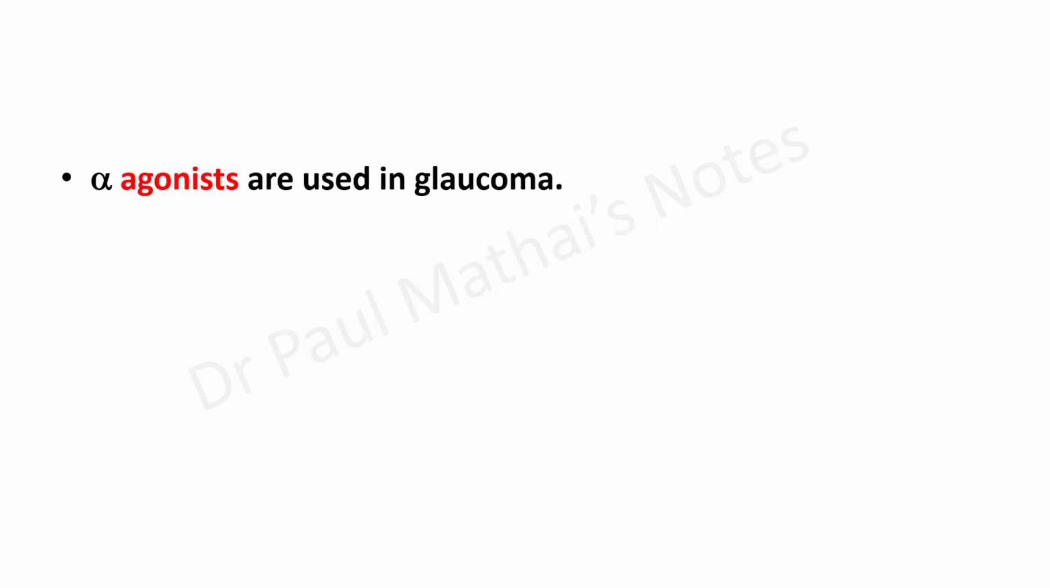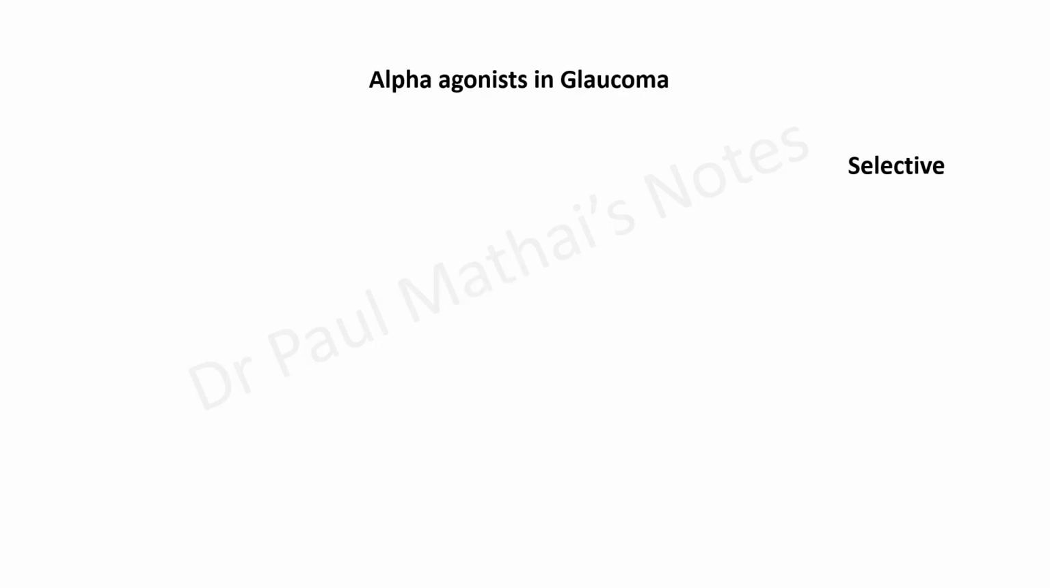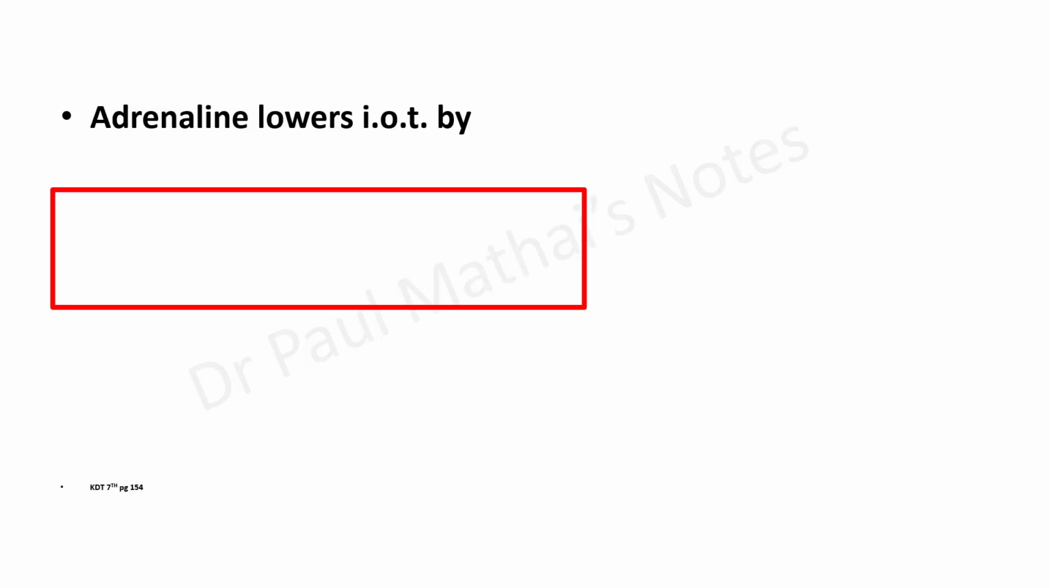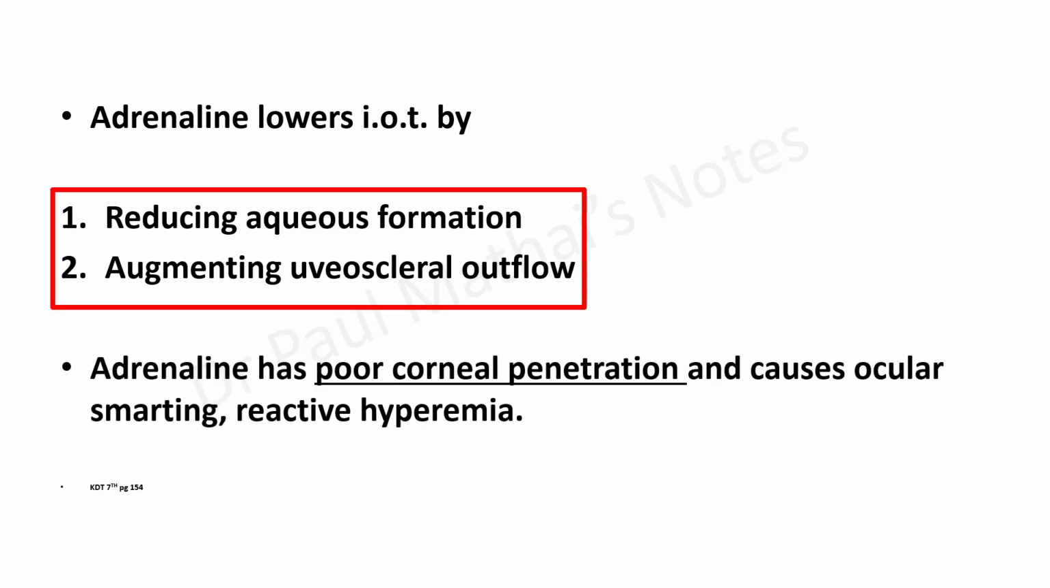Now, regarding the alpha agonists, we use them in glaucoma. There are two types, non-selective and selective. We saw this. We spoke about epinephrine. It lowers the intraocular pressure by reducing aqueous formation and increasing uveoscleral outflow, but it is not a good choice because it has very poor corneal penetration and causes stinging of the cornea.